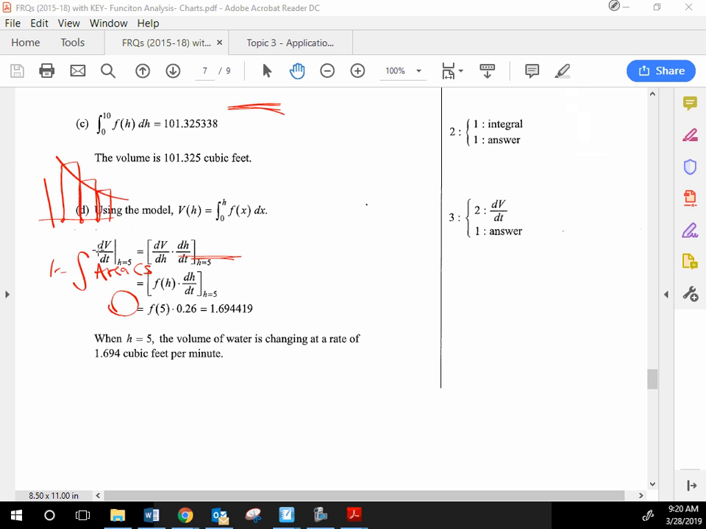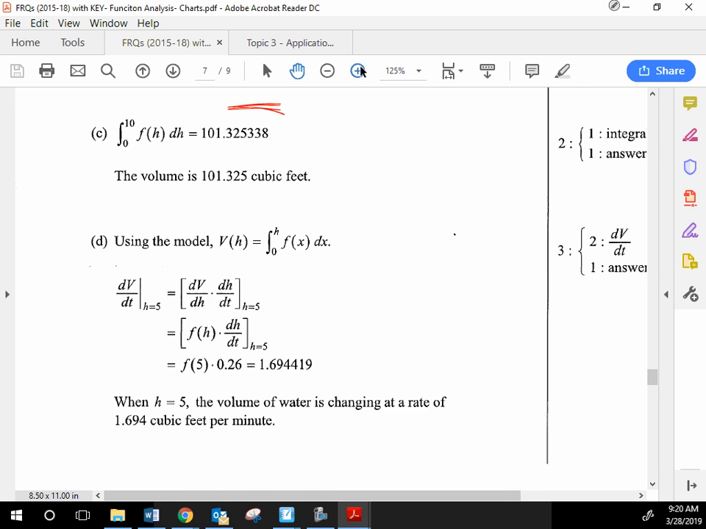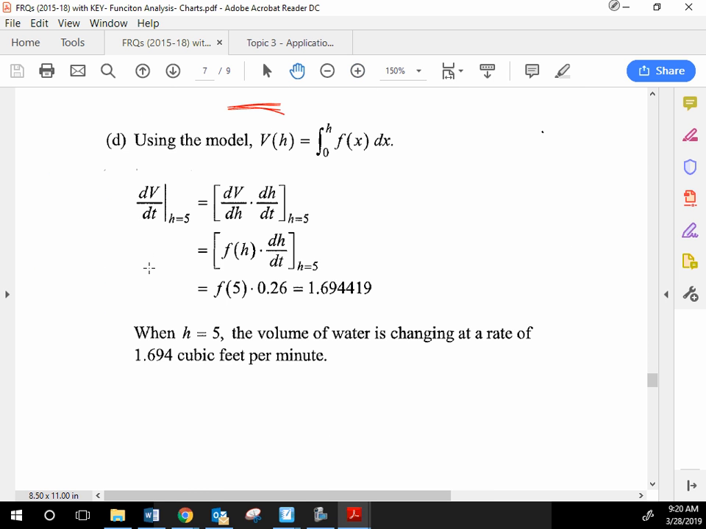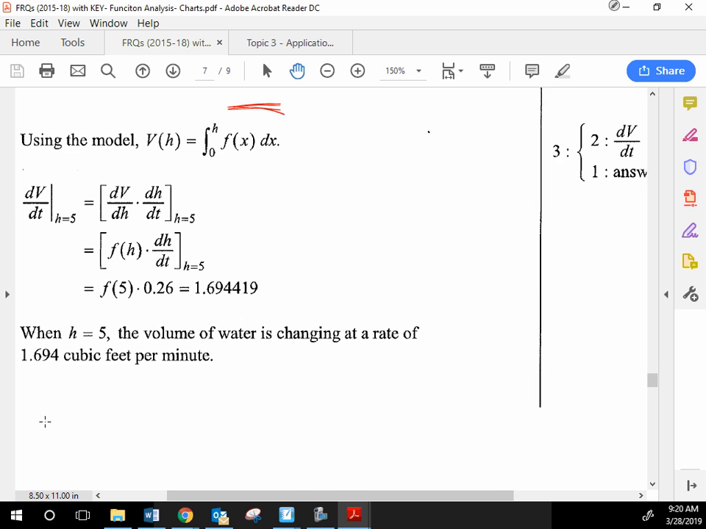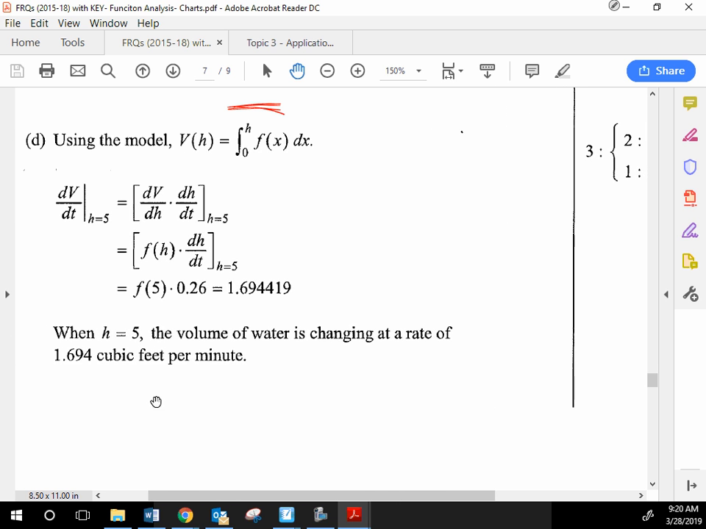Let me see if now it'll let me zoom in. Okay. So that's what they're doing here. They're just using the chain rule. They're saying it's our change in volume with respect to height, and then our change in height with respect to time. I just did the fundamental theorem, so let's go with that there. And you get 1.694. So the volume of water is changing at that rate. We had 2 points for finding dV/dt. My guess is that most likely they would do 1 point for the f of h, 1 point for having your dh/dt, and then 1 point for your answer.